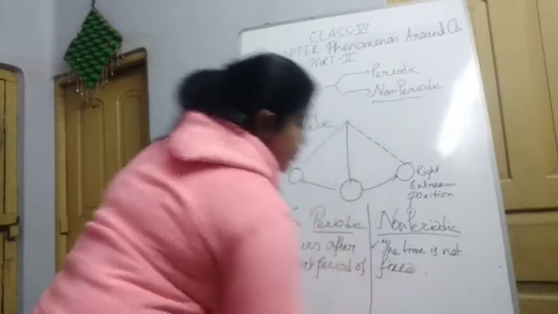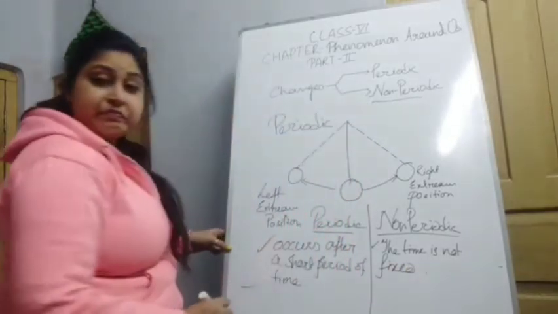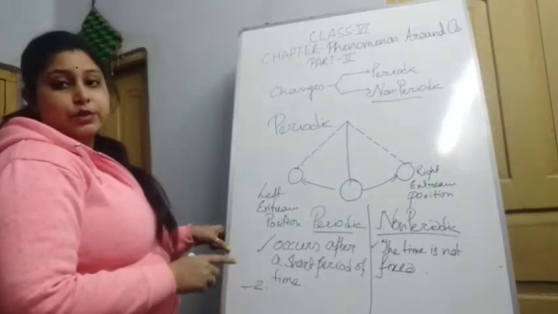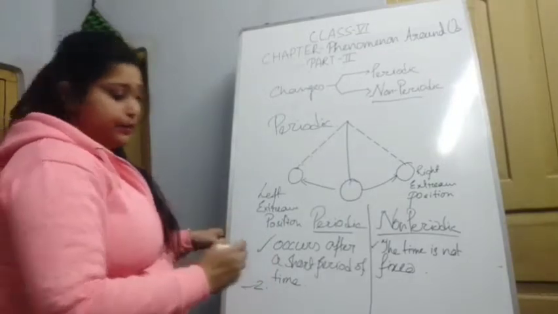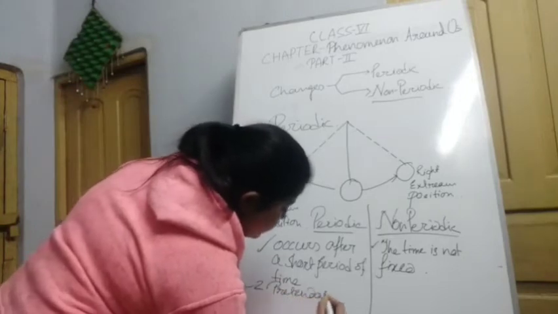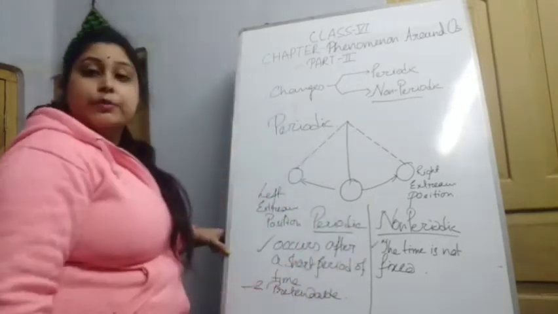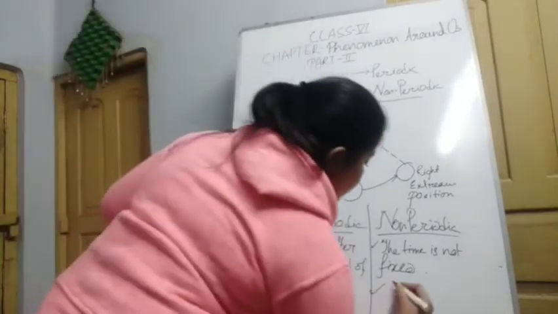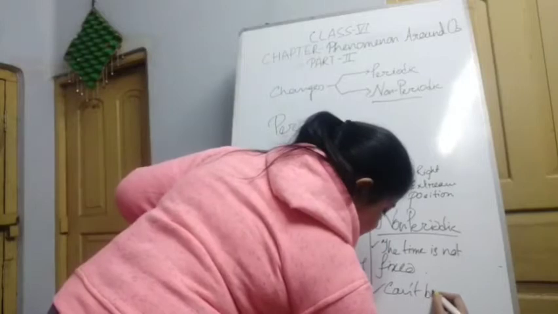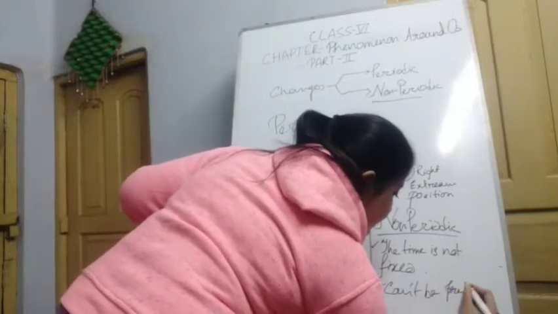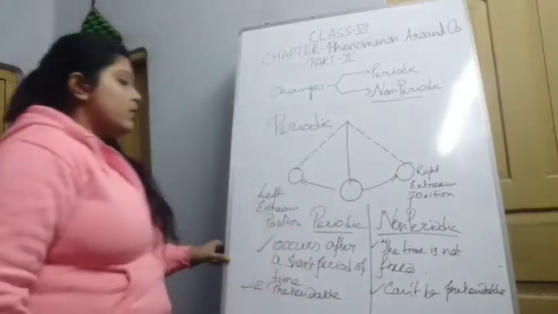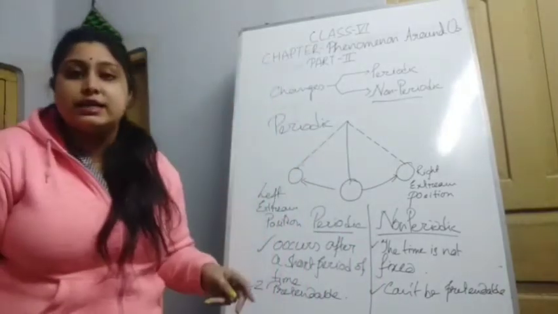Okay. So what is the second point? The second point is it can be predicted. We can predict the time. So it is predictable. And about non-periodic changes, we can't predict it. It can't be predicted. Okay. So, what are the examples of periodic changes?